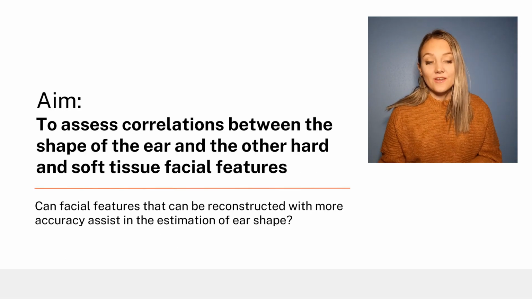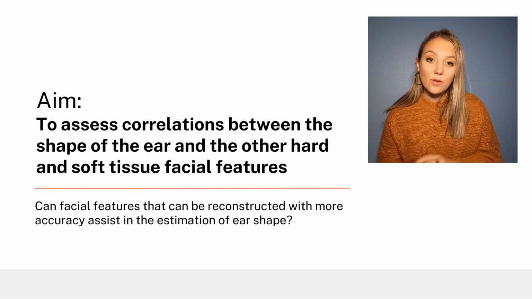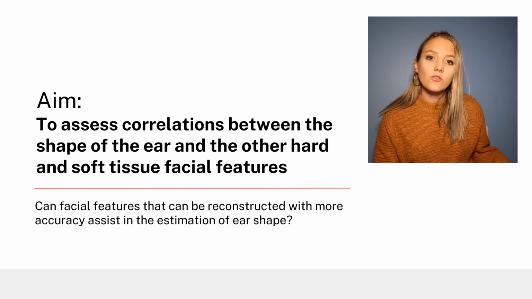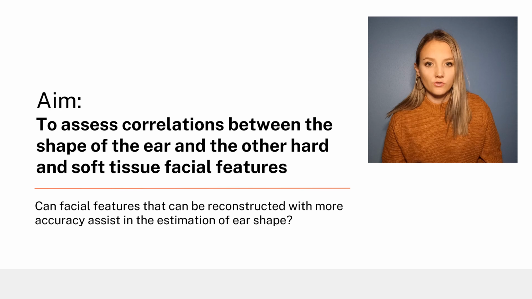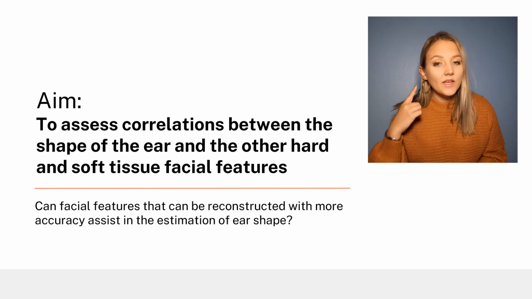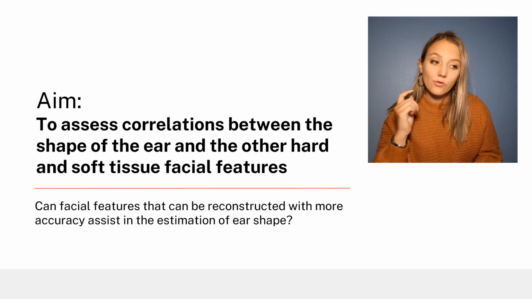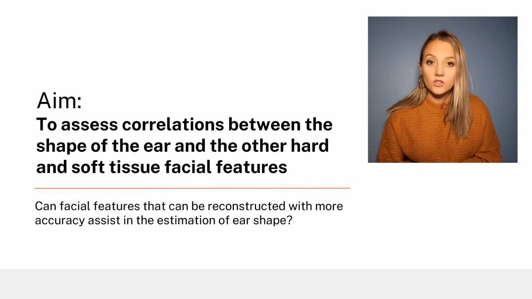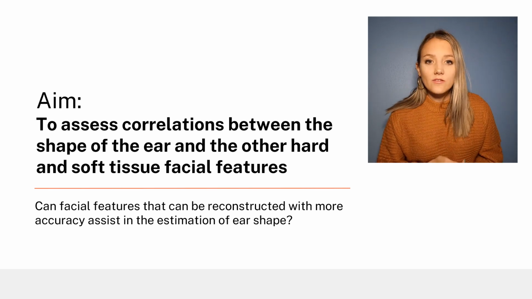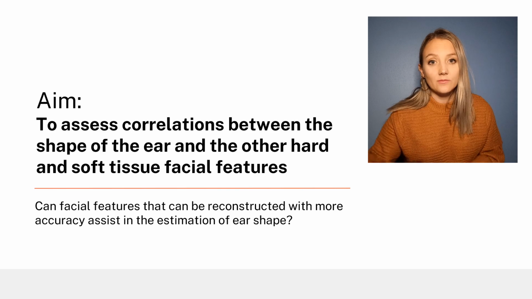Thus, the aim of the study is to assess correlations between the shape of the ear and other hard and soft tissue facial features. Since human facial features are proportional to one another, the study will look at correlations between the shape of the ear and that of the eyes, nose, and mouth, as well as the hard tissue structures, so not only the external auditory meatus, but also the anterior nasal aperture, orbits, zygoma, and maxilla.